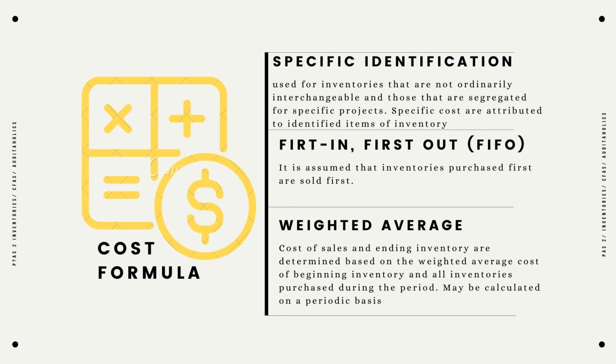Cost of sales and ending inventory are determined based on the weighted average cost of beginning inventory and all inventories purchased during the period, and this may be calculated on a periodic basis. Weighted average, inaalam ng isang kumpanya ang halaga ng bawat unit na naibenta as the average cost of all the inventory on hand. Dinadetermine nito yung average cost of sales and ending inventory in a period of time. At nag-require ito ng recalculation of inventory cost at each sale and purchase.